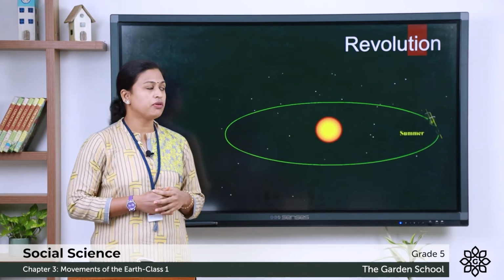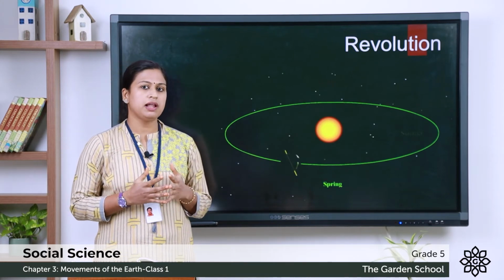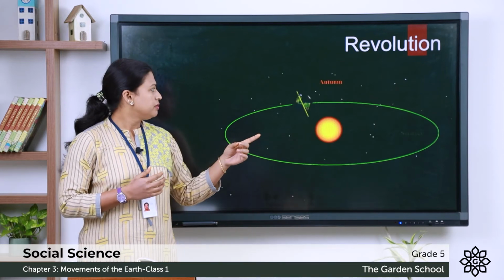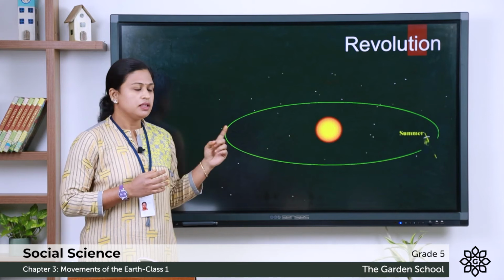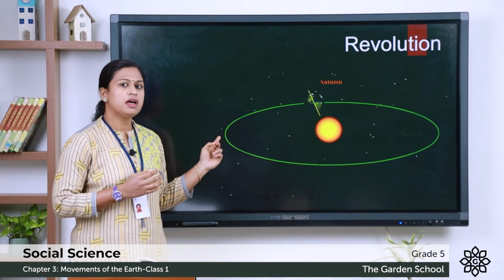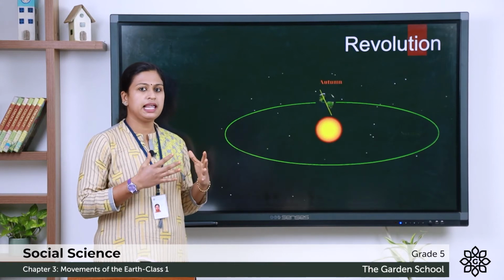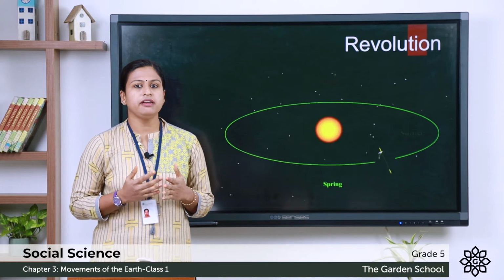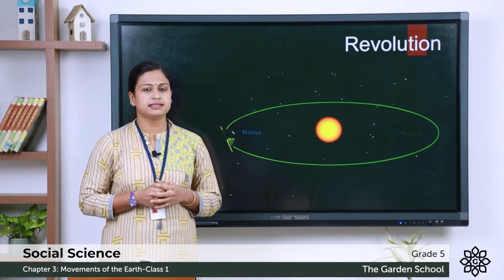Now we will discuss the revolution. We know that in the solar system, all the planets including earth move around the sun in a fixed orbit. This movement is known as revolution and the shape of the earth's orbit is elliptical. Earth takes 365 1/4 days to complete one round of the sun.